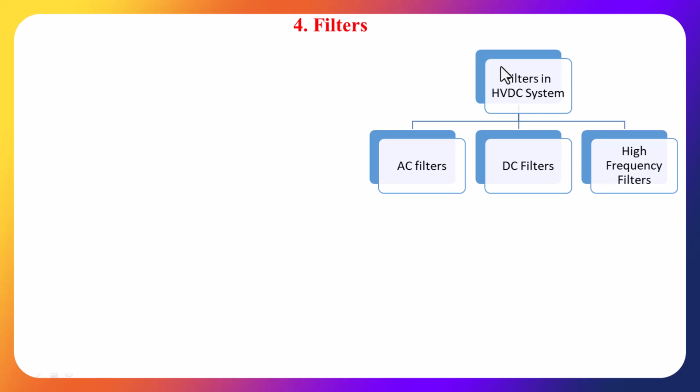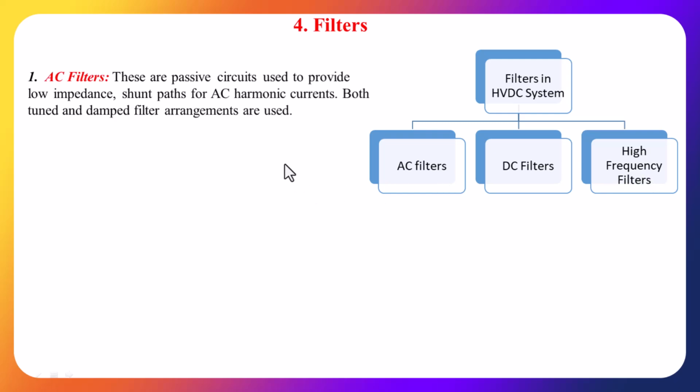Next, filters. We know that when the converters are operating, they inject harmonics into the DC side as well as the AC side. So there are three types of filters. One is the AC filter, another one is the DC filter, and the third one is the high frequency filter. The AC filter is a passive circuit, nothing but an inductor and capacitor, which offers a low impedance to the harmonics. So the harmonic current will be bypassed through these components, and harmonics will be eliminated by means of an AC filter.